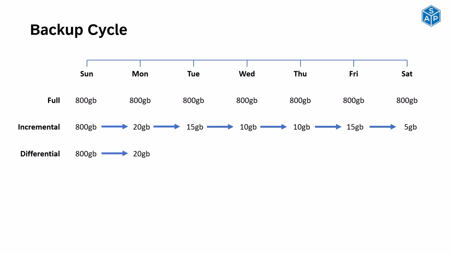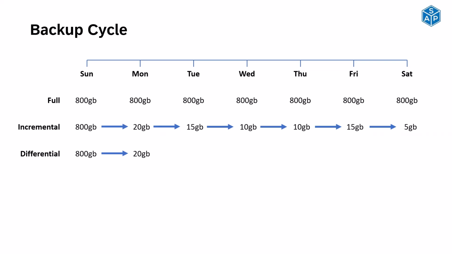Then comes Monday. Monday again only 20 GB of the data was changed in the database. So for a differential backup, it will back up only that 20 GB. Till now everything looks similar. You might say, okay, incremental backup and differential backup are the same, then what is the difference? Now comes the second step.